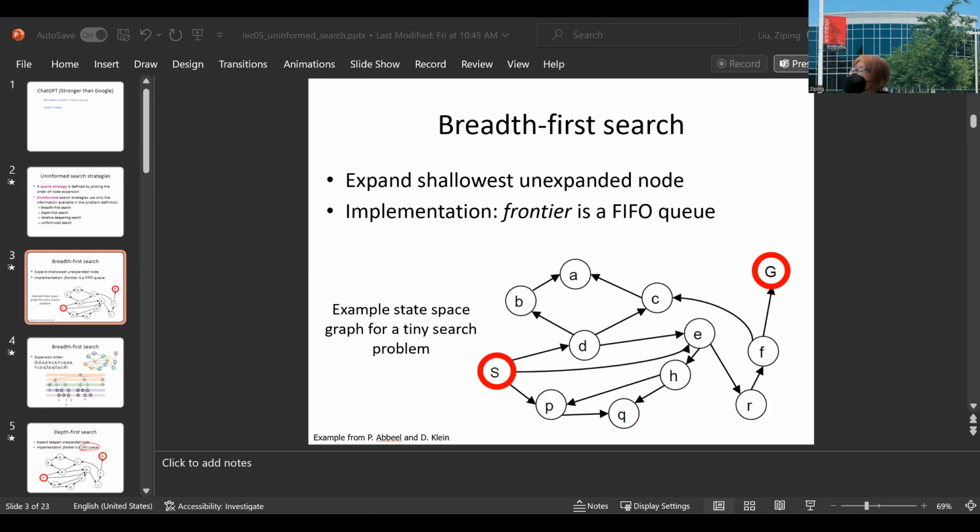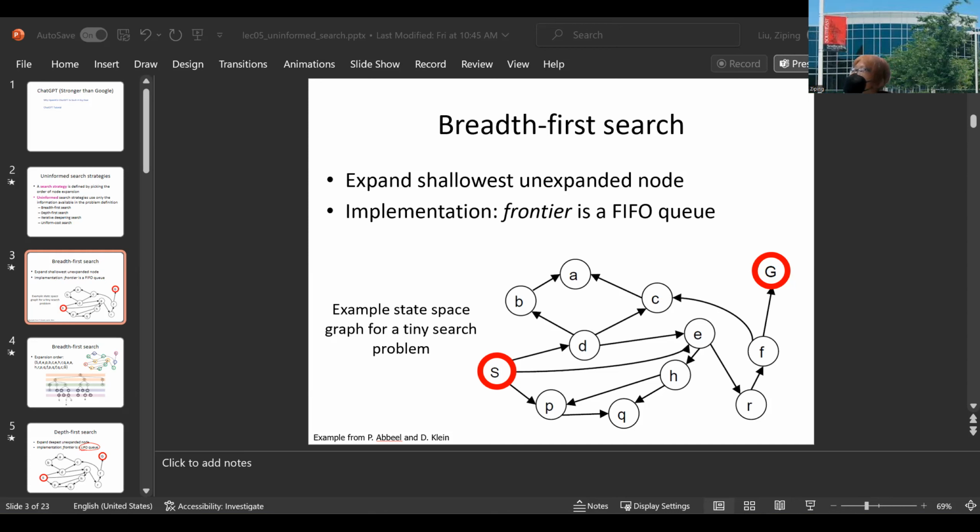Then let's see the properties of iterative deepening. Is it complete? Yes. You can always find a solution. Is it optimal? Yes. In this case, opposite to depth first, you can find the least cost one.